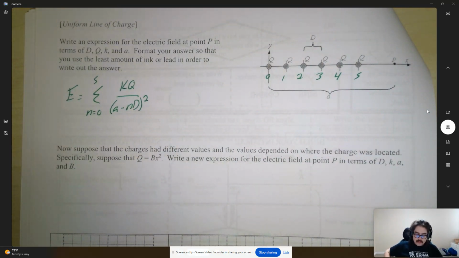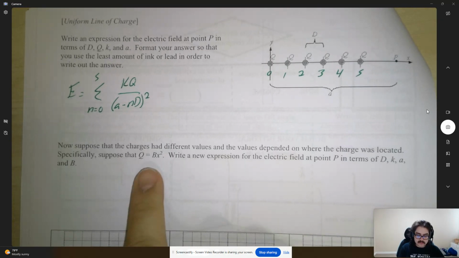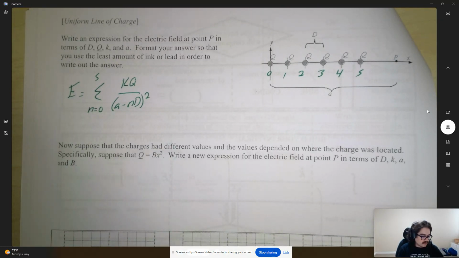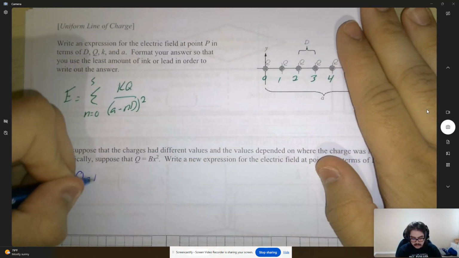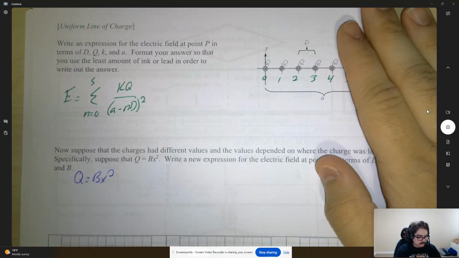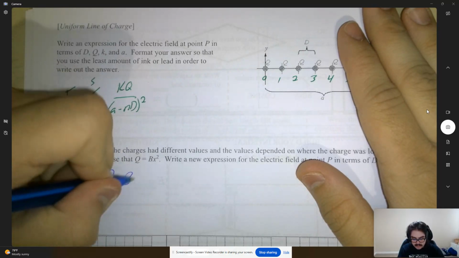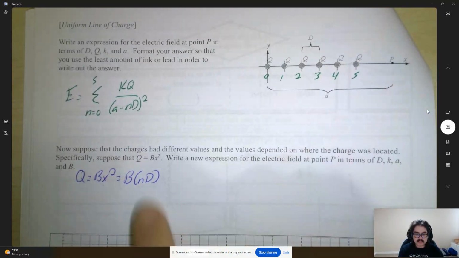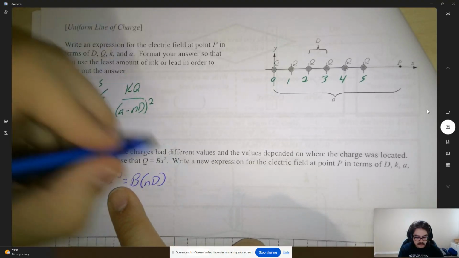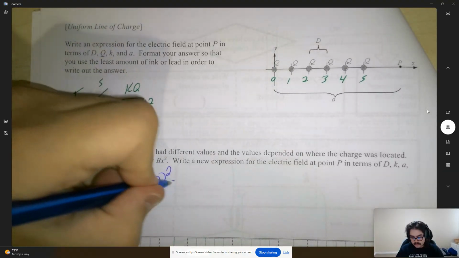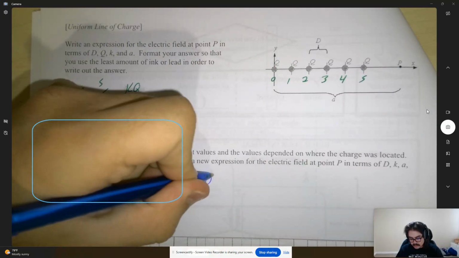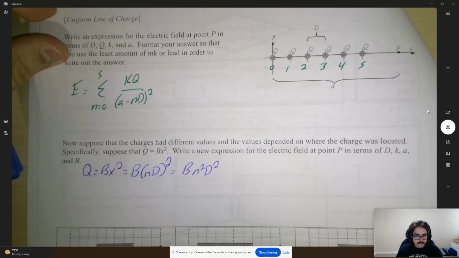Now it says suppose that the charges had different values, and the values depend on where the charge was located, specifically that Q is equal to Bx squared. What's a new expression for the electric field? Well, Q is equal to Bx squared. I already said that x, the distance, is simply going to be n times d, squared, and you can expand this out to be b n squared d squared. That's fine too.